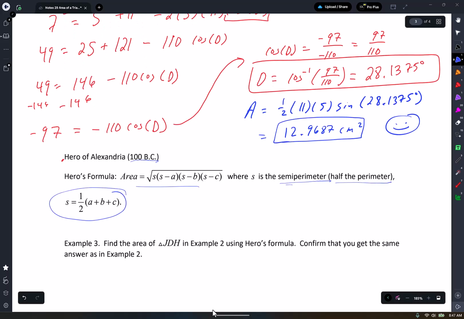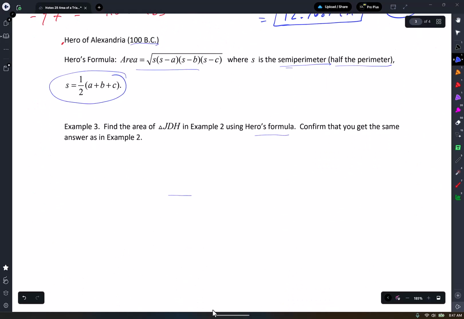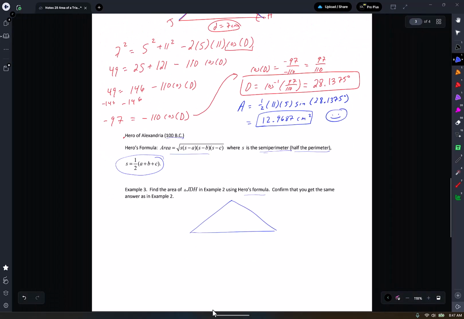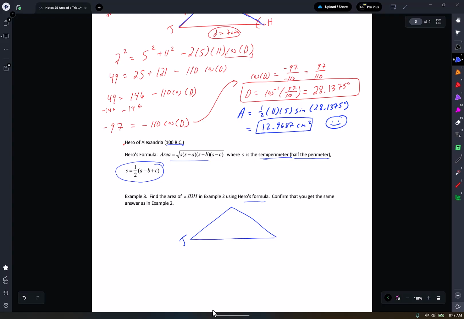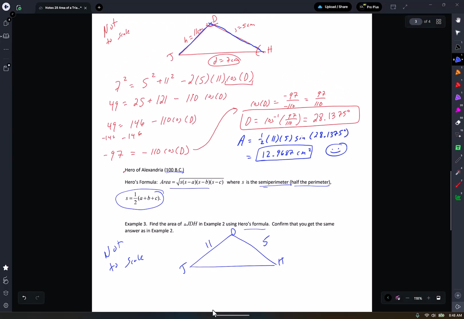It says, find the area of triangle JDH in example 2 using Hero's formula. Confirm that you get the same answer as in example 2. So here's my example 2. I'm going to draw the same triangle again. J, D, and H, not to scale, like always. And this is 11, this is 5, and this is 7.